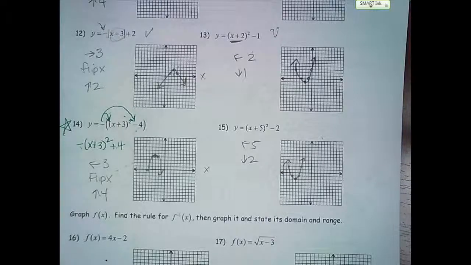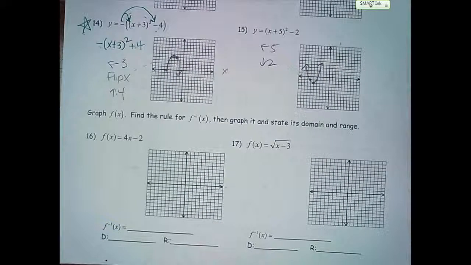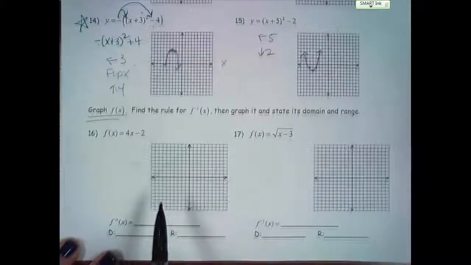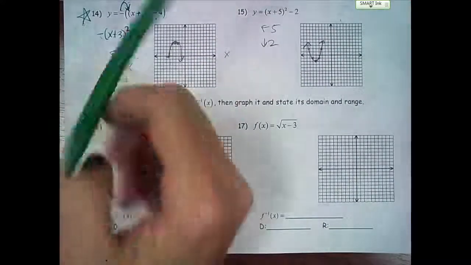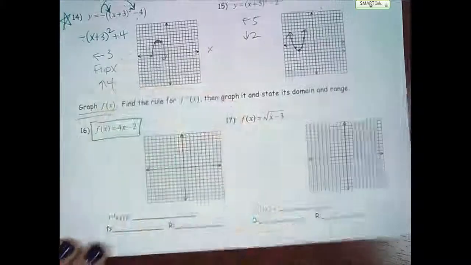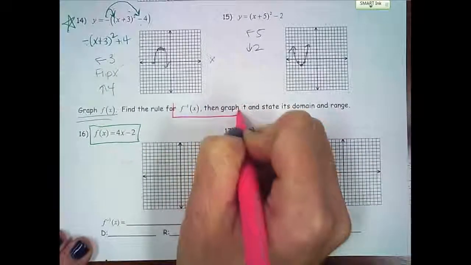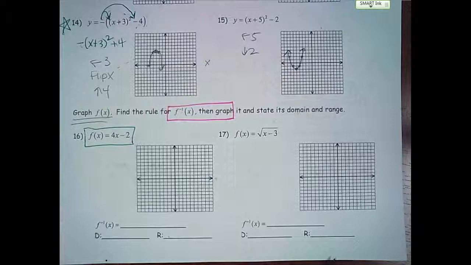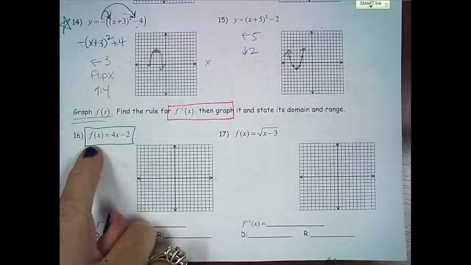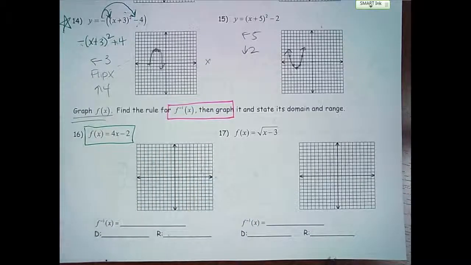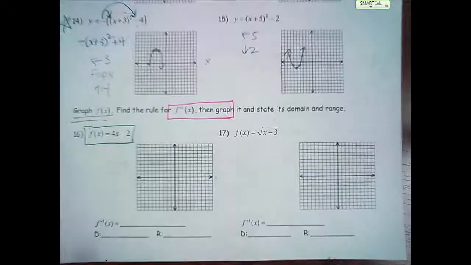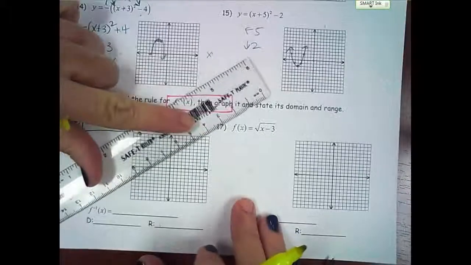Moving to 16. 16 says, graph this function. So we're going to graph this problem. Here, we'll do that in green. Then it says find the rule, so we'll use pink and graph it. The original function is graphed in green. Remember, this is the one where they're inverses. So you're going to find f, and then you're going to find its inverse, which means they are symmetrical along the y equals x axis. So I'm symmetrical along this axis here.